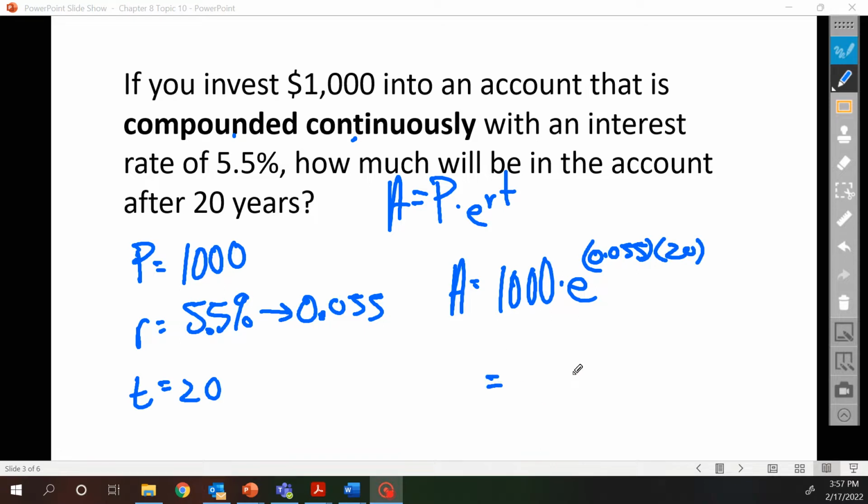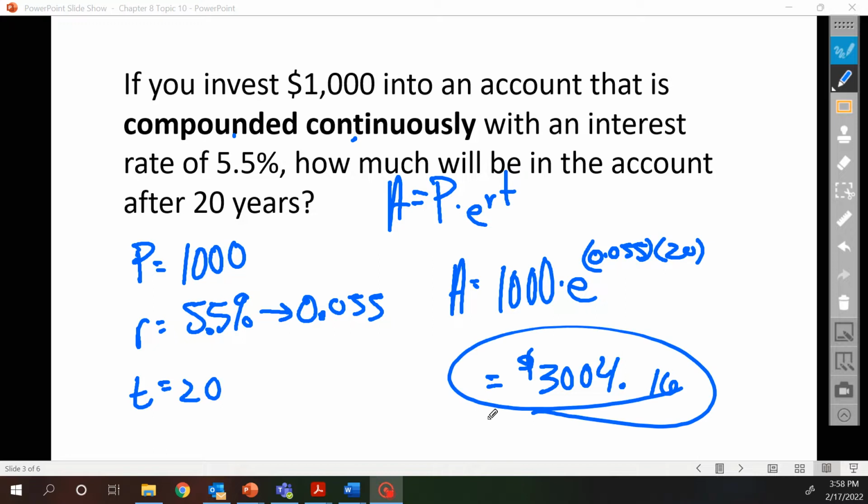And this is something we can just put into a calculator. So e raised to the power of 0.055 times 20, which is like 3 point something, multiplied by a, whoops, I divided it by 1,000. Let me try it again. So e to the 0.055 times 20 power multiplied by 1,000, and we get about $3,004.16. That's how much we have in the account after 20 years.